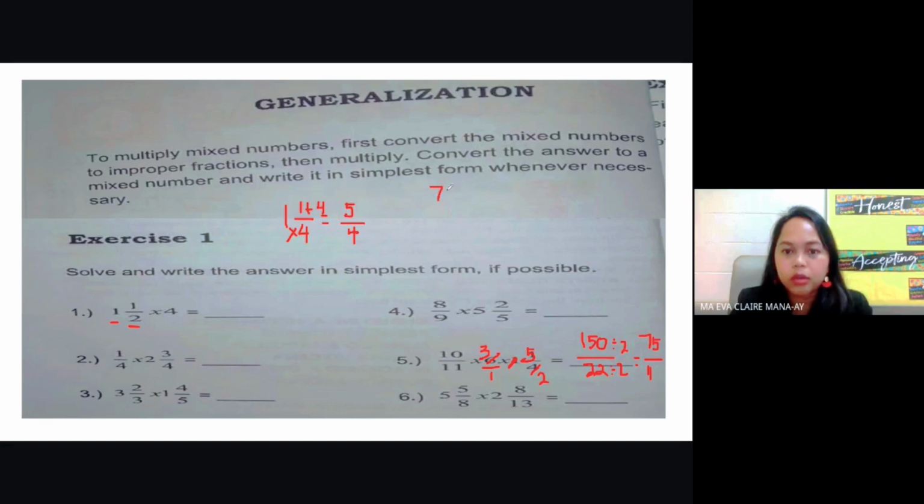So again, how do you convert that into a mixed number? You simply divide your numerator by your denominator. So we have 75 divided by 11, that would be 6. 6 times 11 is 66, so that means there is a remainder of 9 over 11. Just copy the denominator there. So that would be the final answer.